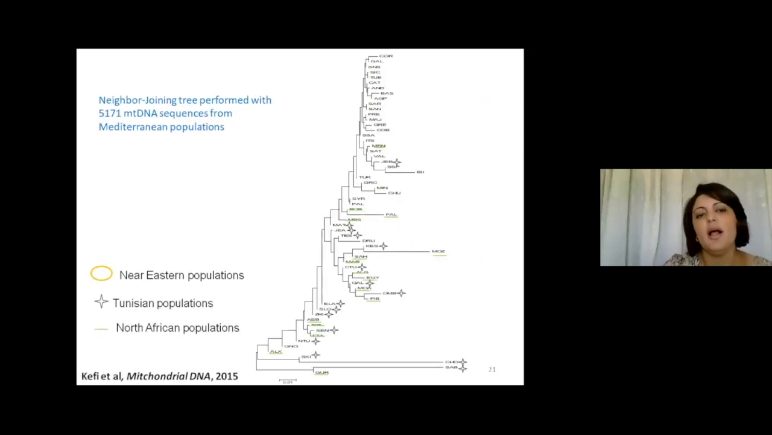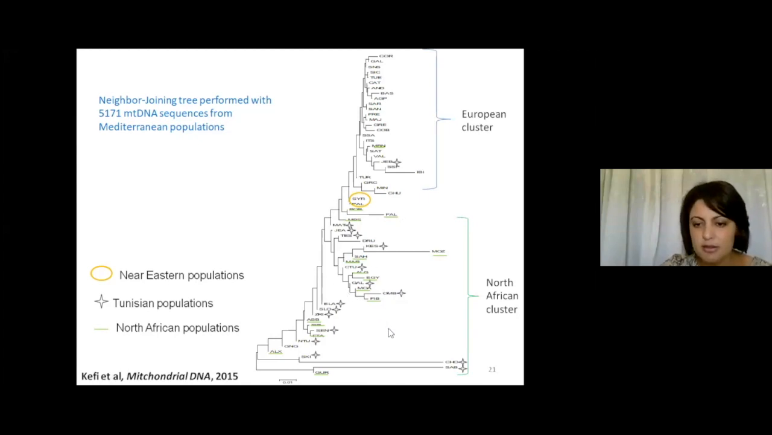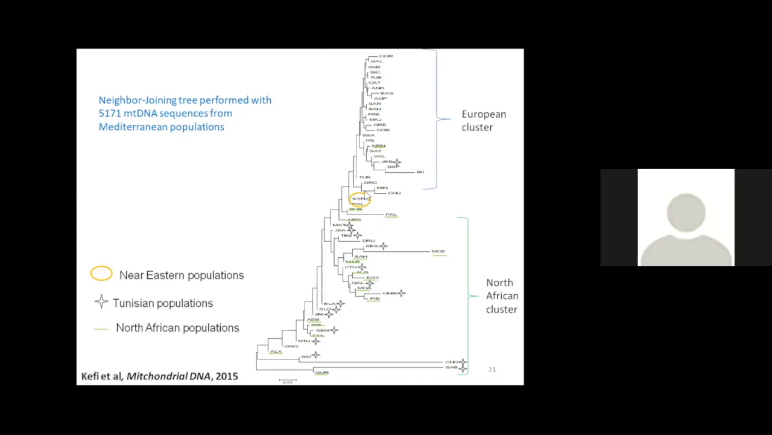So our phylogenetic analysis performed with more than 5,000 mitochondrial DNA sequences from Mediterranean populations, including, of course, North African. Here you can see that this cluster is composed of North African population. And you can see there, this cluster is heterogeneous compared to the cluster of European or Near Eastern.